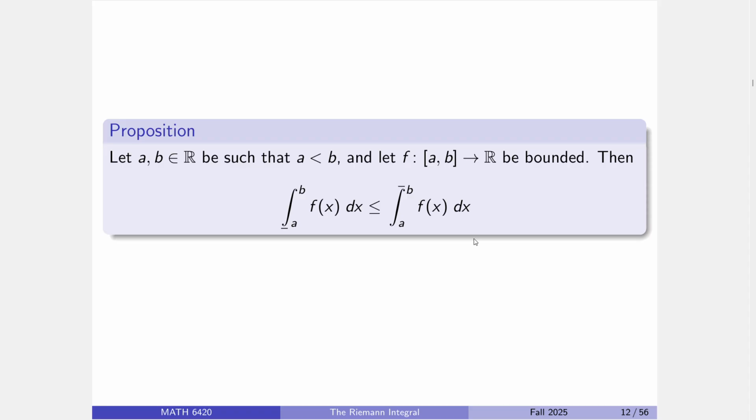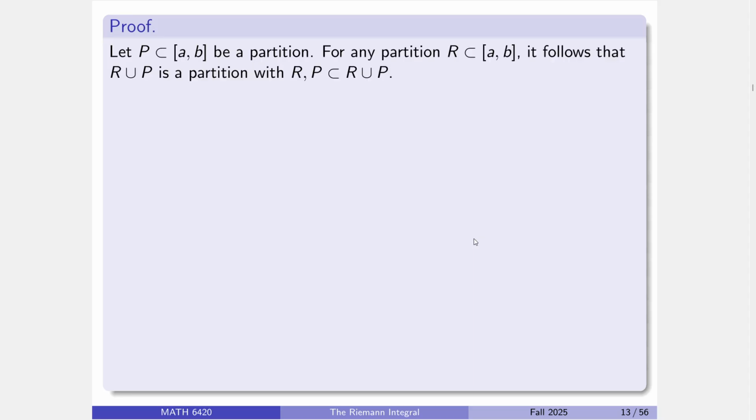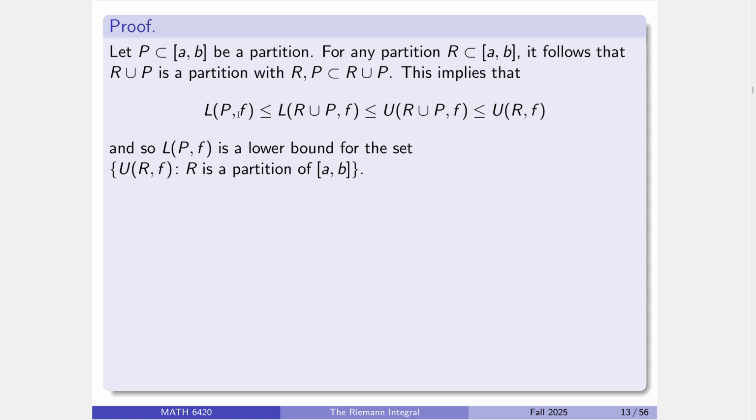So note that we didn't explicitly do this yet, but let's actually prove that the lower Darboux sum does not exceed the upper. So take a partition. For any partition R, it follows that when I union these two together, I'm going to get a partition that's bigger than both of them. So that means if I look at the lower Darboux sum, I don't know if you hear the cat yelling, but it is, on P, less than the lower Darboux sum on R union with P, which is less than, of course, any upper Darboux sum.